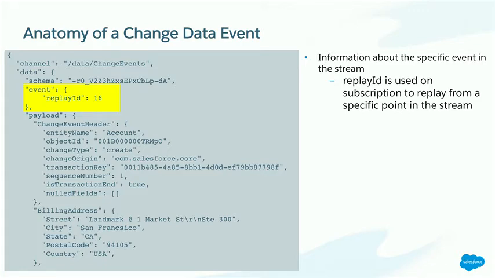Now, it's important to note how long we retain that window. Right now, we're retaining for 24 hours. So if your client happens to go down for more than a day, you would have to have another way to reconcile your change sets.